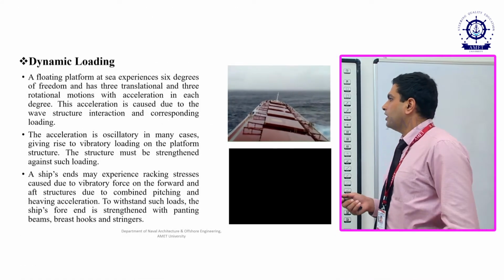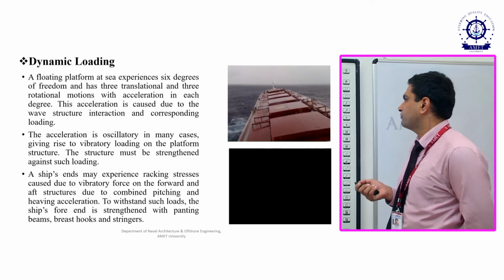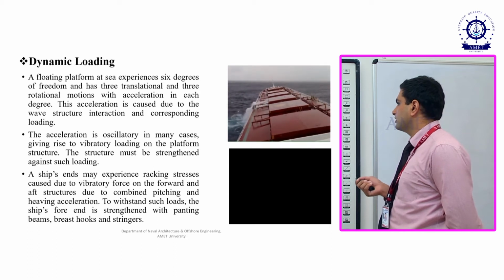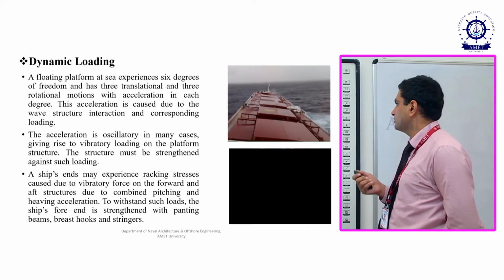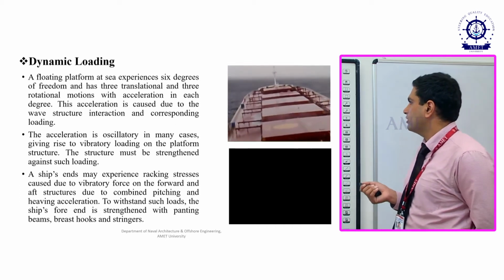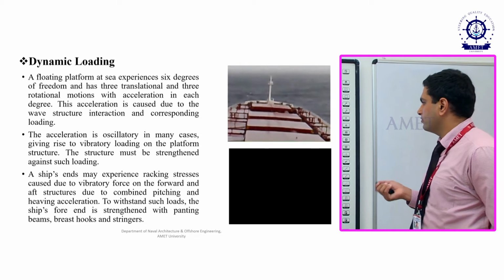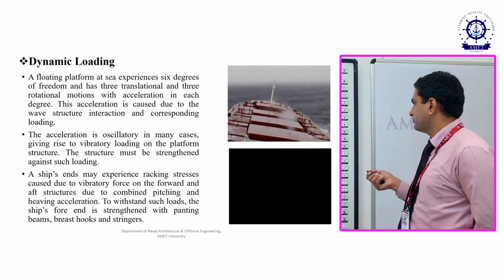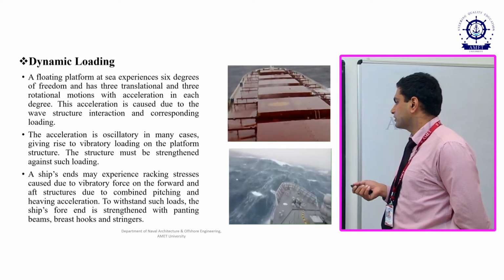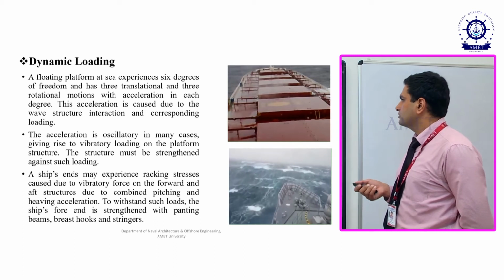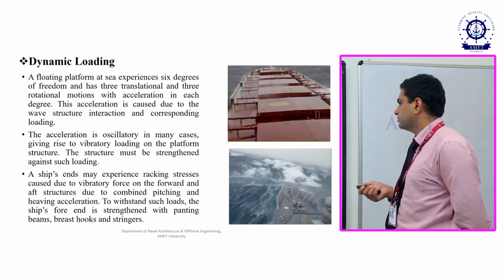Now you can see how a floating platform or a ship experiences 6 degrees of freedom, which are all three rotational and 3 translational directions, and how the acceleration in each degree takes place. This acceleration is caused due to various wave structure interactions corresponding to the loading and motions. As you can see, the acceleration which is visible here is in the rolling condition, and this is a rough sea which is experienced by the ship. The acceleration is oscillatory in many cases and gives rise to the vibratory loading on the platform and structures.